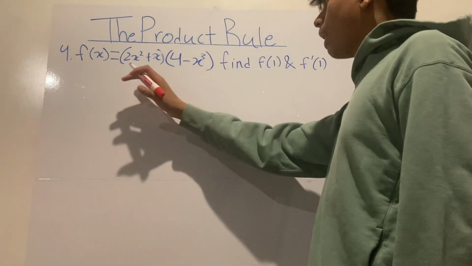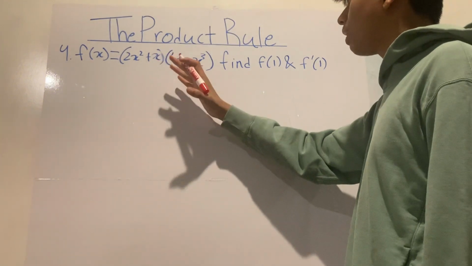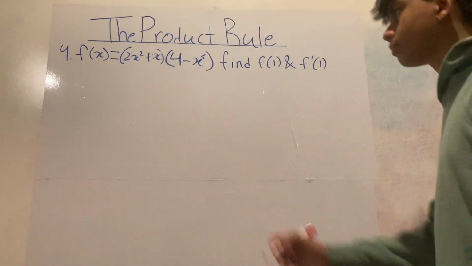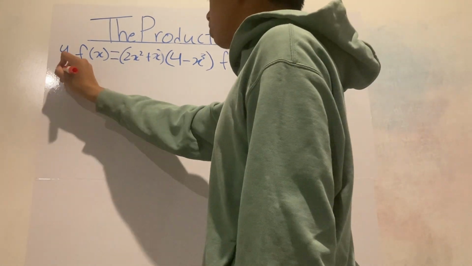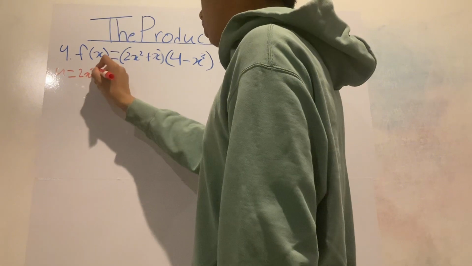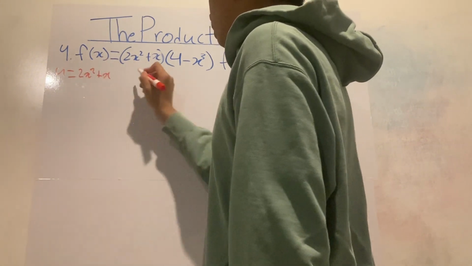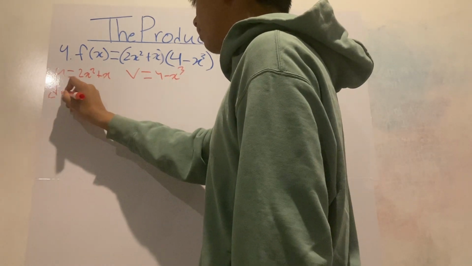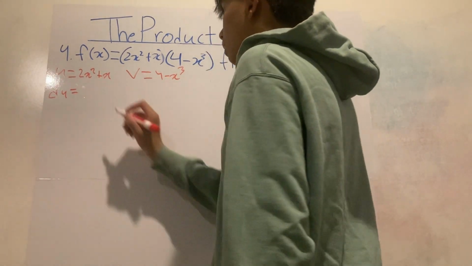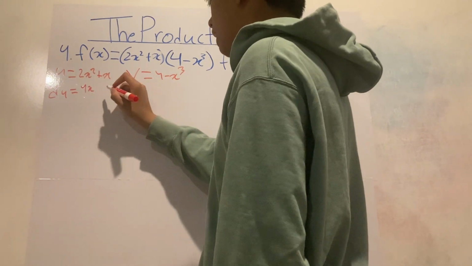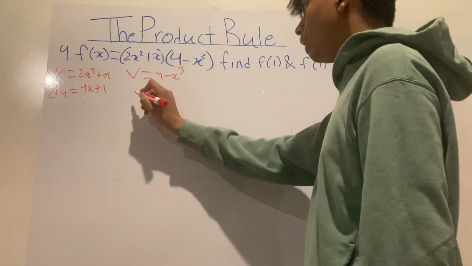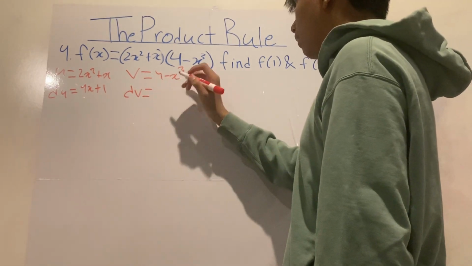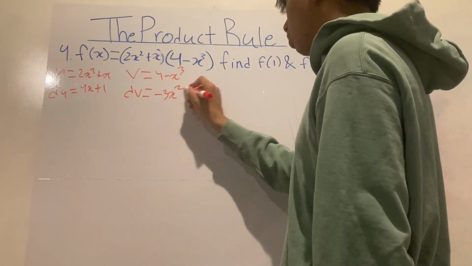Okay, so question 4, we have f of x equals 2x squared plus x times 4 minus x cubed. And they ask us to find f of 1 and f prime of 1. So u equals 2x squared plus x. v equals 4 minus x cubed. And now du: 2x squared becomes 4x, and x just becomes 1. And dv: 4 becomes 0, negative x cubed becomes negative 3x squared.